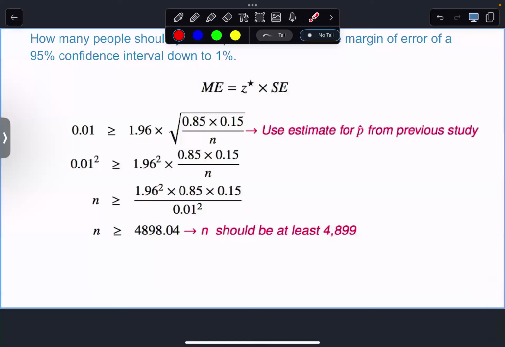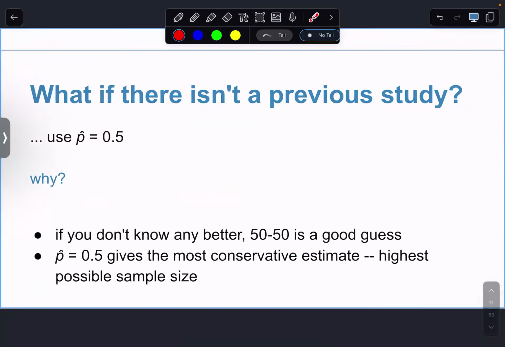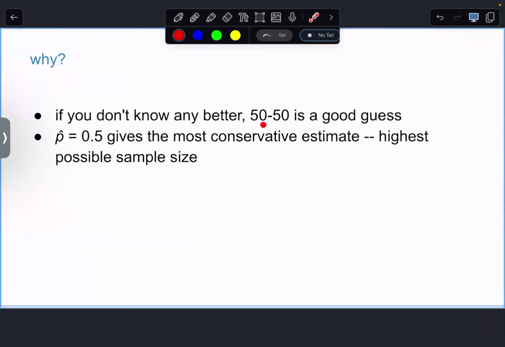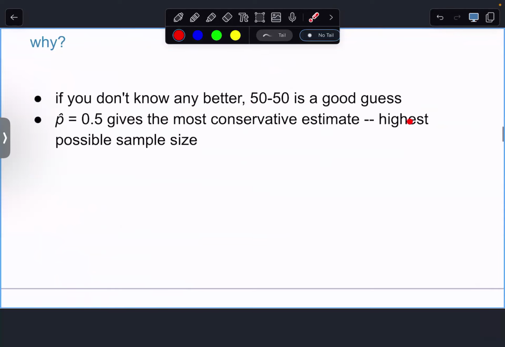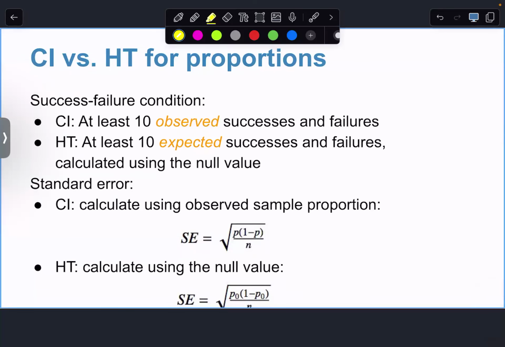So here, they did the work. They did it kind of different than how we did, but it's on our formula sheet. And so what if there isn't a previous study? Then we use 0.5. We don't know any better. 50-50 is a good guess. And it gives us the highest possible sample size. There's another typo here, p hat.